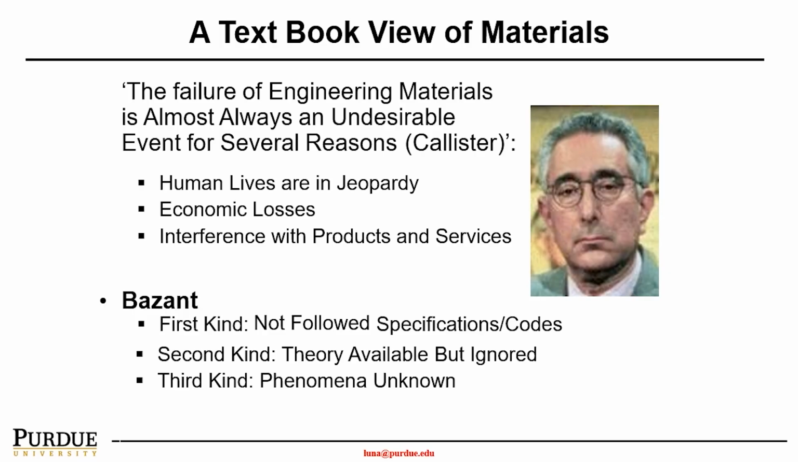First kind is not following specifications or codes. Second, the theory is available, but generally ignored. Third kind is phenomena unknown. As humans continue to discover new knowledge, we often and always have phenomena unknown.